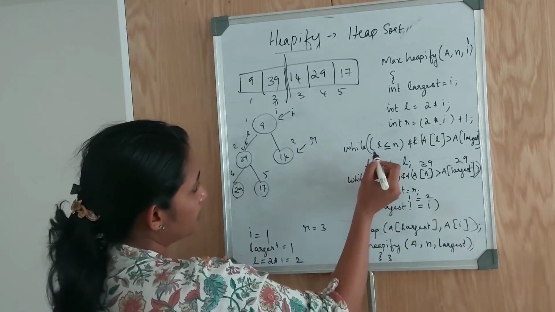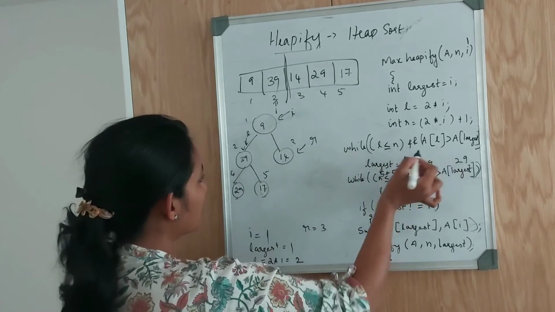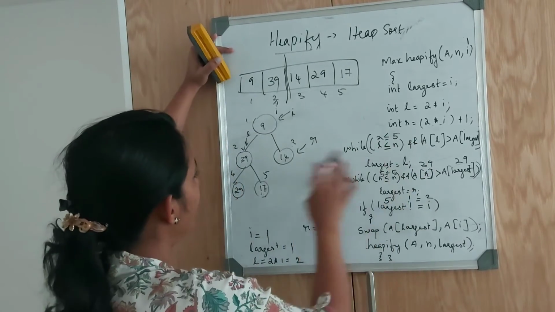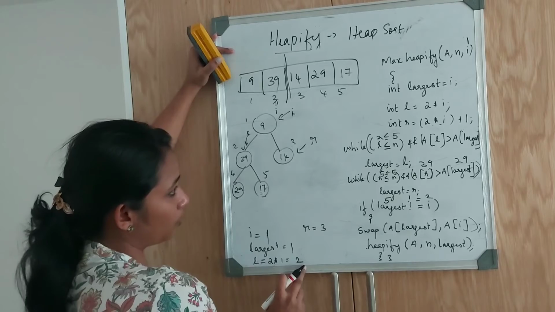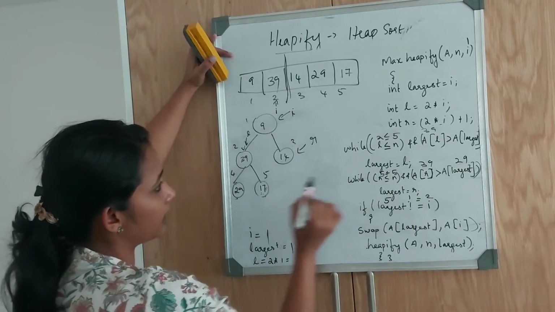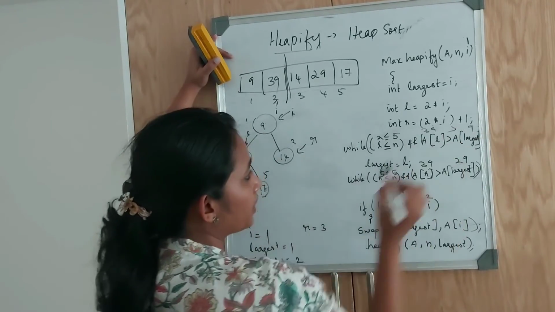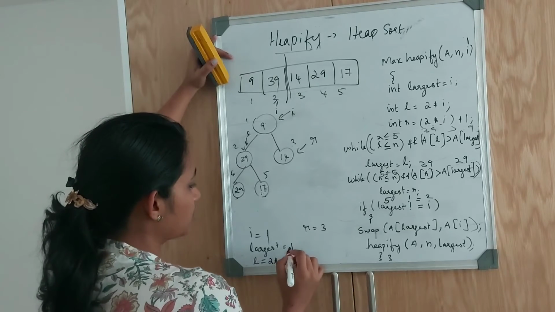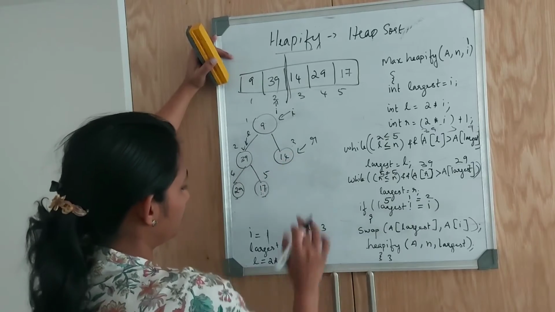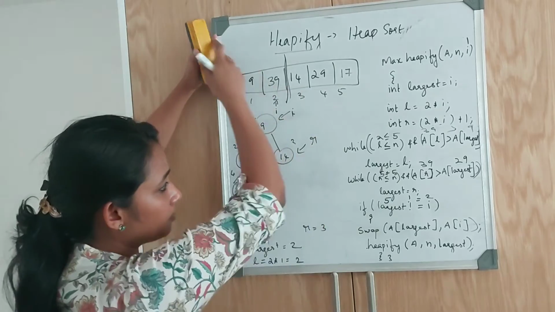Okay. Now here, what is L here? L is 2. Is 2 less than or equal to 5? Yes. Now check whether A of L. What is A of L? L is 2, so A of L is 39. Now whether it is greater than A of largest. Largest is 9. Yes, it is greater. So now largest is going to be what? L. L is what? 2. Okay, largest is going to be L.